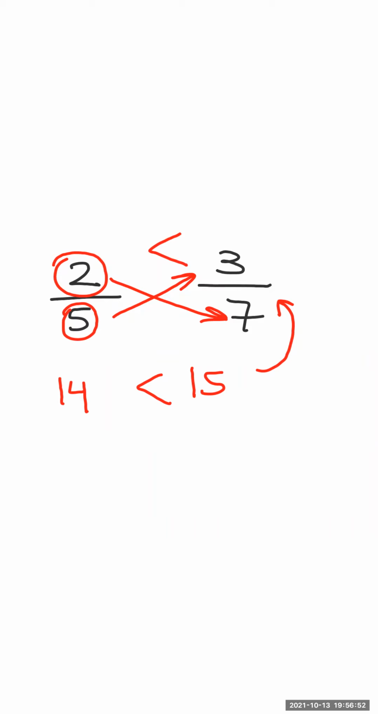Exactly, yes. Teacher, I have a question. Yes. How do I know that 2 multiplied by 7 goes with 2 over 5 and 3 multiplied by 5 goes with 3 over 7? It could be 2 multiplied by 7 goes with 3 over 7. How do I know? Just concentrate. That's what I'm going to explain right now.